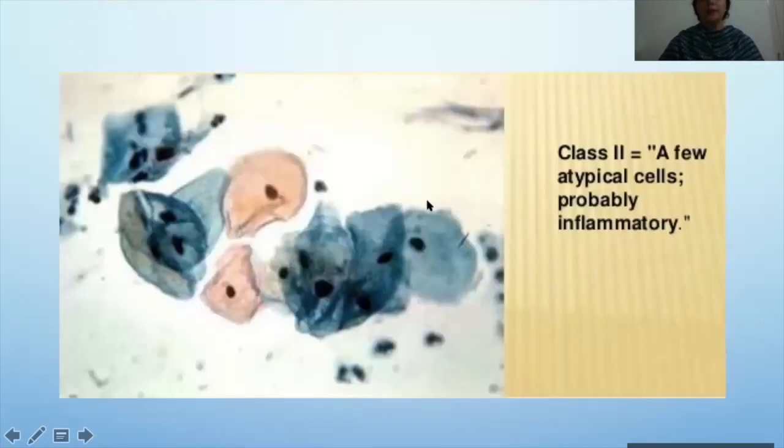When we come to class 2, there we can say only slightly atypical cells. As you can see here, these are inflammatory cells, and only a slight increase in the nuclear changes has been seen, but it is not definitive of any kind of suspicion. So we normally do not recommend biopsy in class 2. These changes are mainly because of the inflammatory changes.